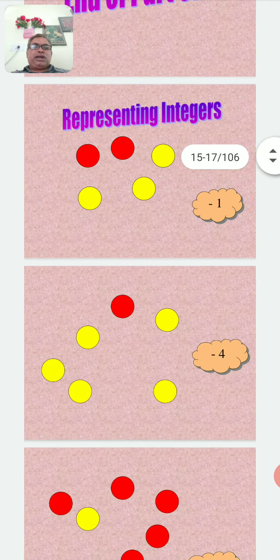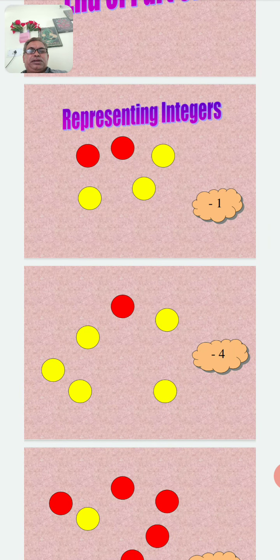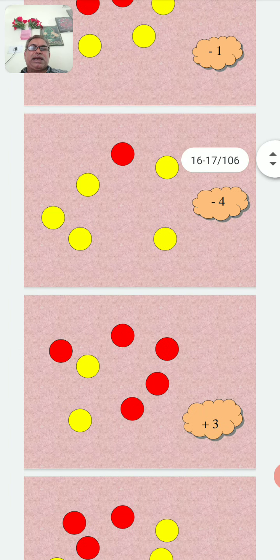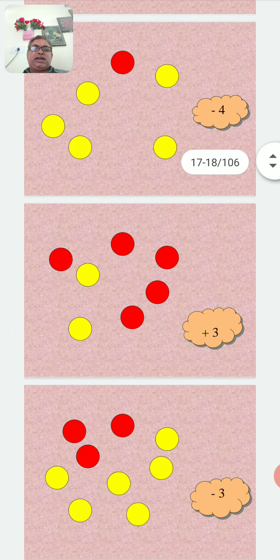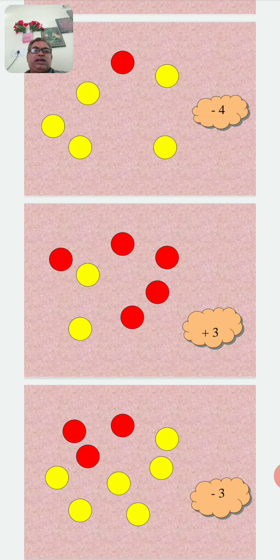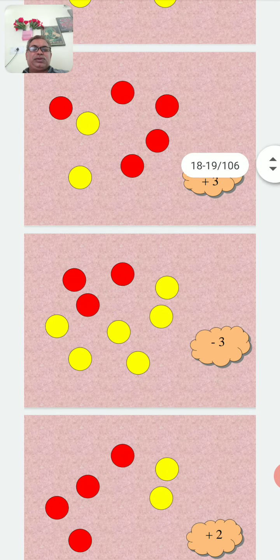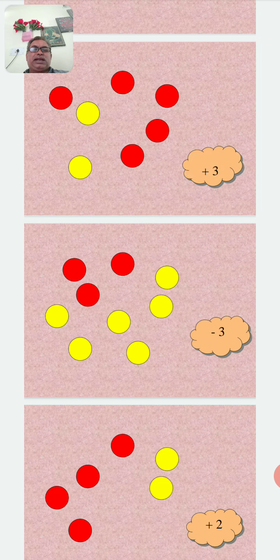Now what is the answer? 1 red means positive and 5 negative, means 1 red and 1 yellow go, so it comes 4 dots of negative, means minus 4. In this way you can understand, 5 dots of positive means plus 5 and 2 dots of negative means minus 2. So 2 negative and 2 positive go, then what is left? 3 positive. Like this you can understand through this activity.